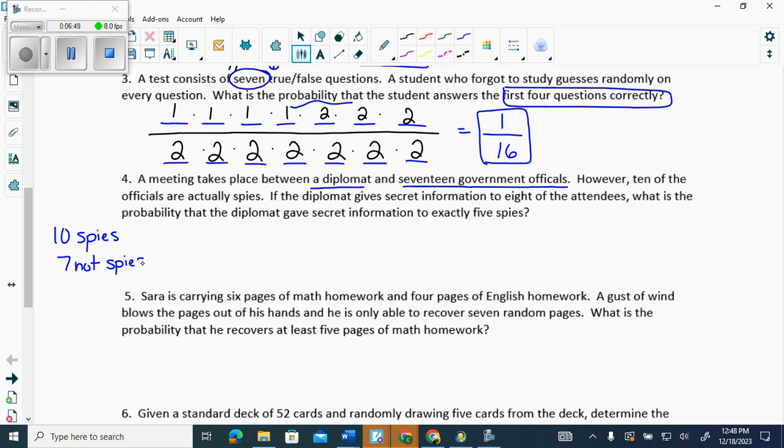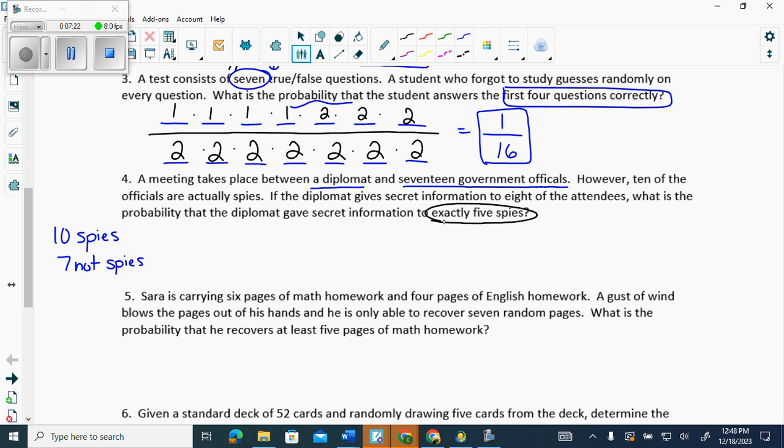Okay. So here it says, if the diplomat gives secret information to 8 of the attendees, what is the probability that the diplomat gave secret information to exactly 5 spies? Am I lining these spies up? Am I giving them jobs? No. So what are these? These are C's. And once again, I'm going to choose spies from spies and not spies from not spies. Right? So I need exactly 5 spies.